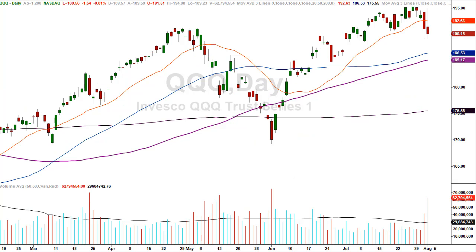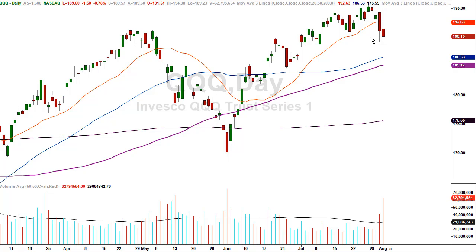How about the Qs? Now, they weren't down all that much at the end of the day, less than 1%, $1.50 on the Qs, but look at where they were based on this morning's activity in comparison to where they finished. So they actually filled a gap. There was a gap up here, they filled the gap, they reversed and went down hard. That's a reversal. We'll see if it turns into more.